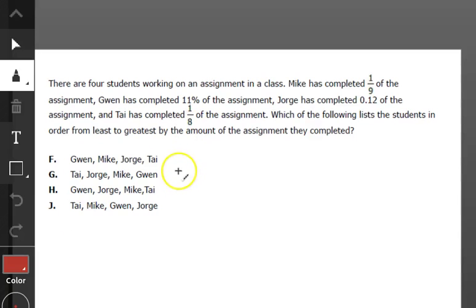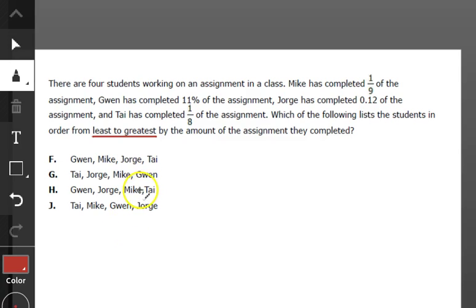Number 6. There are 4 students working on an assignment in class. Mike has completed 1/9 of the assignment. Gwen has completed 11% of the assignment. Jorge has completed 0.12 of the assignment. And Ty has completed 1/8 of the assignment. Which of the following lists the students in order from least to greatest by the amount of the assignment they've completed? All right, least to greatest again.